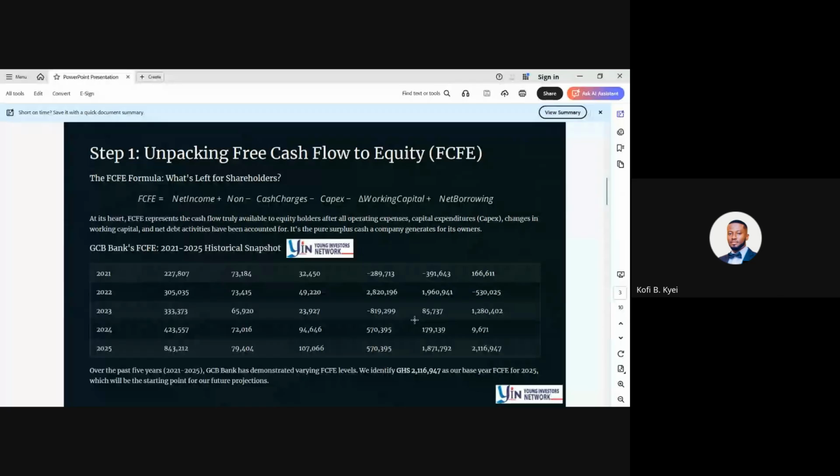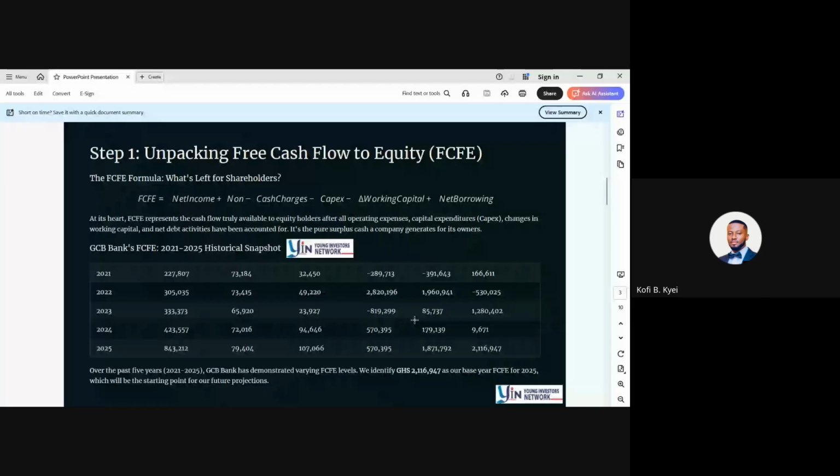Then we have the net borrowing, which is the net of the borrowing and the deposits of the bank. All right, so in going through the figures, I'm expecting that as we are going through, you'll be looking through the data of GCB as I sent to you.